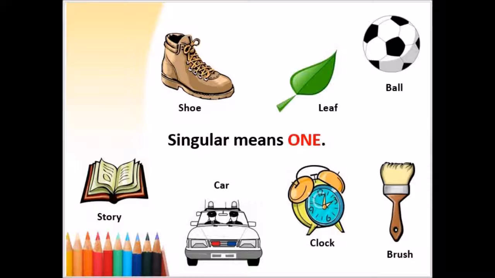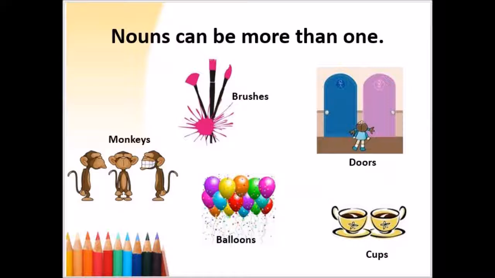Whenever you want to change from singular to plural, and here plural means more than one, nouns can be found in more than one at the same time. So you need to know how to form the plural from a singular. Some examples here are not one monkey, but 3 monkeys, brushes, 2 doors, 2 cups, plenty of balloons, and we're going to talk about how you form the plural in this video.